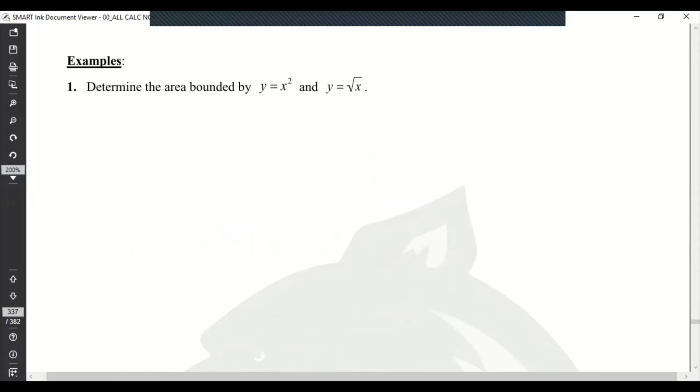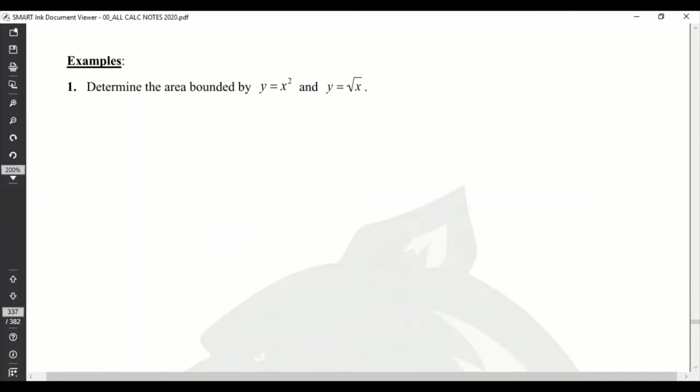And we have to determine the area bound by y is equal to x squared and y is equal to square root x. In this case, we could probably sketch this out and pretty reasonably figure out where they intersect each other. y equals x squared, just a general standard looking parabola. y is equal to square root x is going to be a square root function that looks like this. I think we can all agree that they intersect at 0, 0. They also intersect at 1, 1.